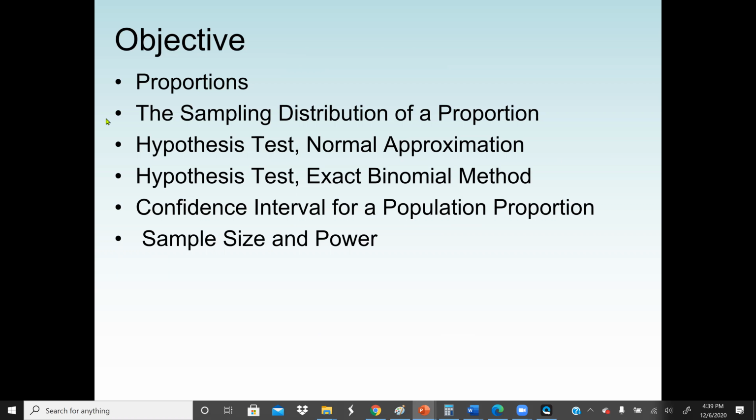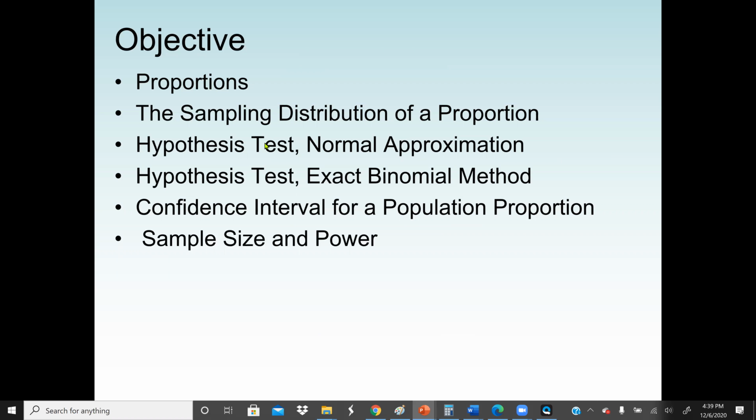So our main objective is to go through what a proportion is, which again is part of something. We have a population 100% or a sample 100%, and 50% tested positive, 50% tested negative. The proportion of positive and negative are 50% or 0.5.